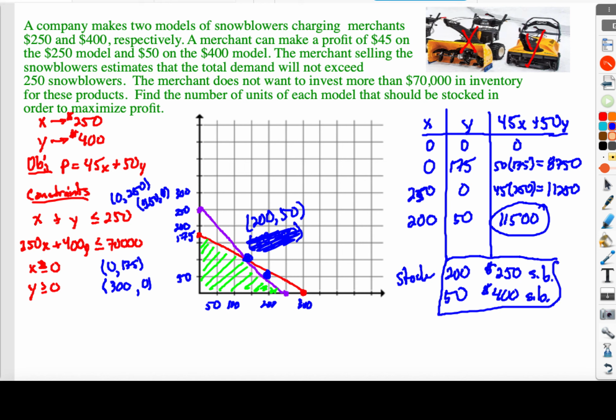If they actually wanted to know what the profit was, again, that's what this is, right? That's our profit. We would profit about $11,500. I hope that helps you with linear programming.